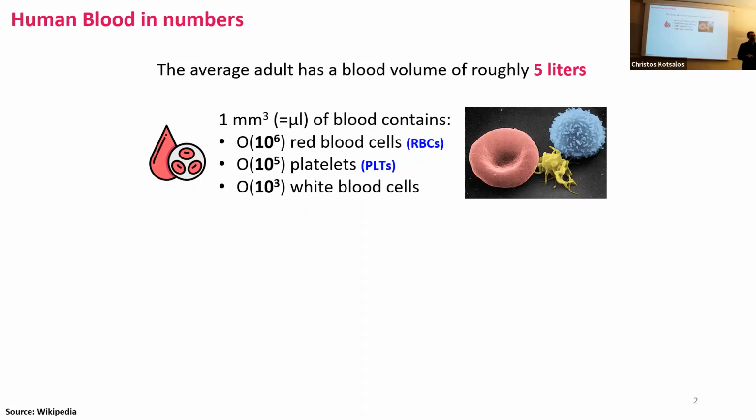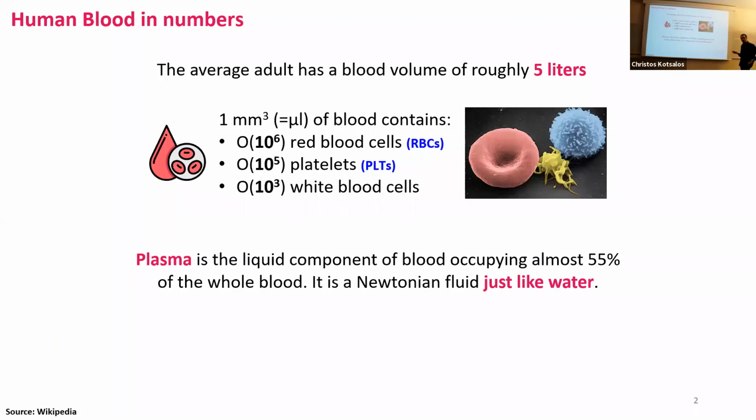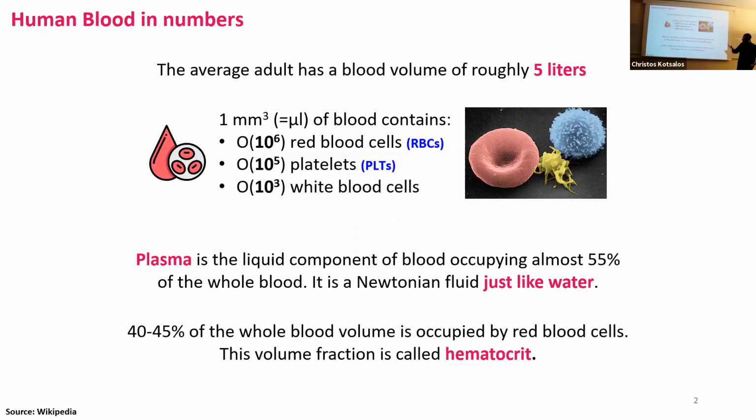These deformable blood cells are submerged in a liquid, which is called blood plasma. The blood plasma is the liquid component of blood, which occupies about 55% of the whole blood volume. And the blood plasma is a Newtonian fluid, just like water, and it can be simulated just like Newtonian fluids. Now, from the numbers that I mentioned above, we can understand that 40 to 45% of the whole blood volume is occupied by the red blood cells. This 40 to 45% number, we call it hematocrit. So this is the volume fraction of red blood cells.